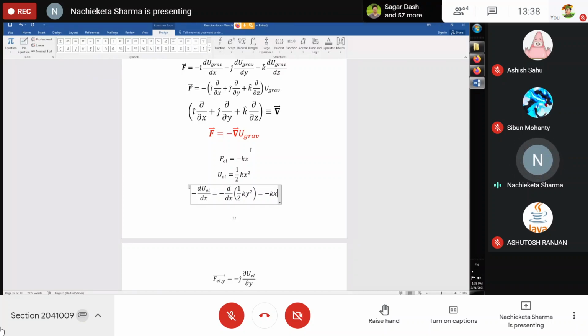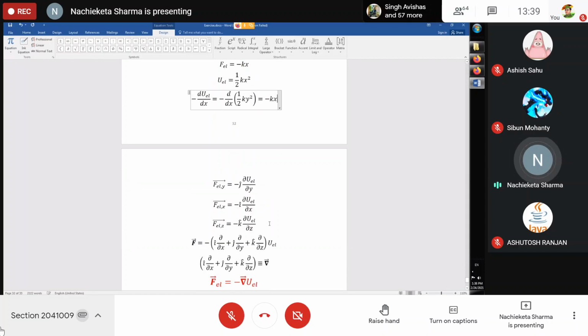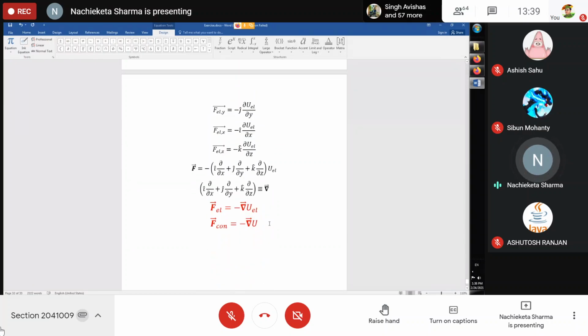U_el is equal to half kx squared plus half ky squared plus half kz squared, and my F elastic will also be equal to minus i cap kx minus j cap ky minus k cap kz. This is how I will get my force vector, and I will get my potential energy like that. And when I take the derivative, automatically I will get the force, isn't it? Which I have shown here. And again, you can use that three-dimensional operator and you can write your conservative elastic force like this.